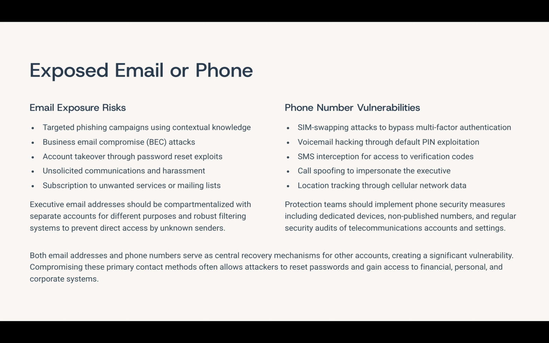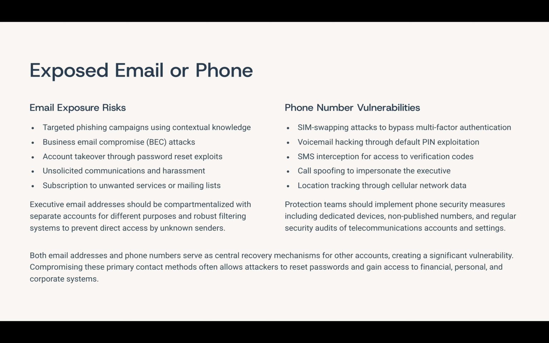One major concern is SIM swapping, where attackers take control of a phone number to bypass multi-factor authentication and access protected accounts. Voicemail systems with default PINs are easy targets, making it possible to intercept sensitive messages. Attackers can also spoof phone calls, posing as the executive to trick employees or partners. Phone numbers can even be used for covert location tracking via the cellular network.